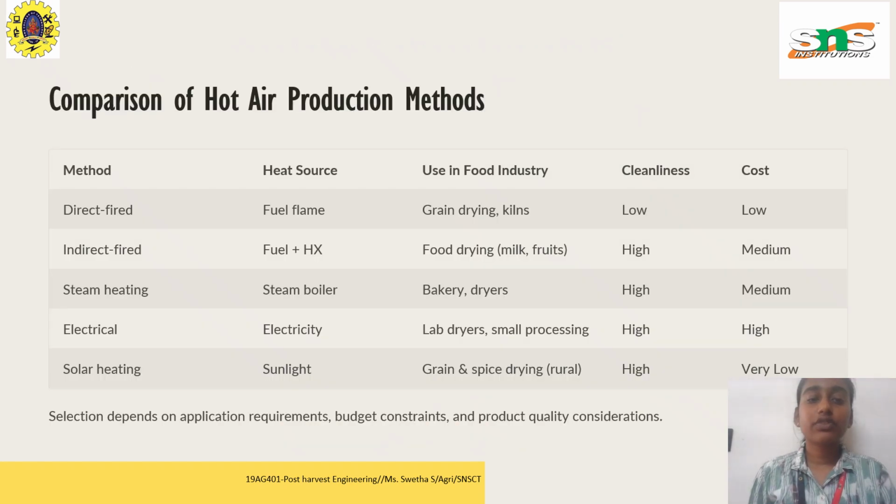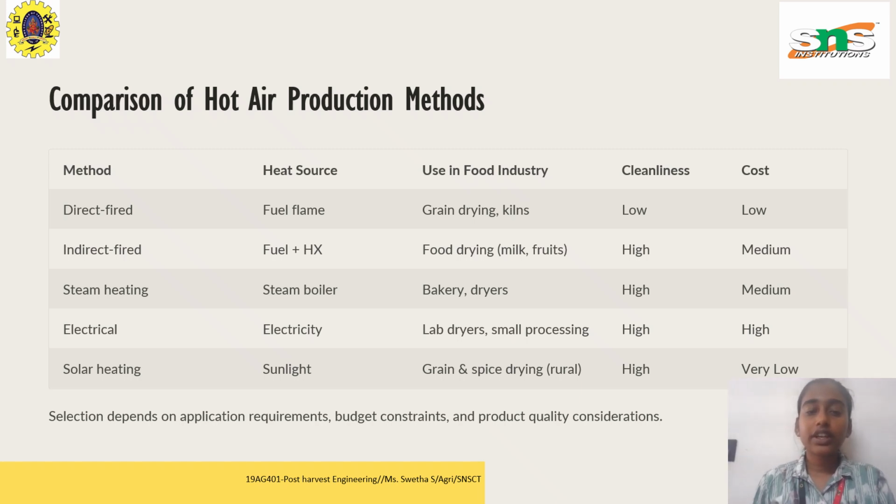operation. And here is a comparison of hot air production methods. Here I list out the methods, the heat source, where it is used in industries, and the cleanliness and the cost. We can see direct fired, indirect fire, steam heating, electrical and solar heating. Heat source: fuel flame, fuel plus HX. HX means heat exchanger, steam boiler, electricity and sunlight. Used in industries like grain drying, food drying, bakery, lab dryers, and grain and spice drying.